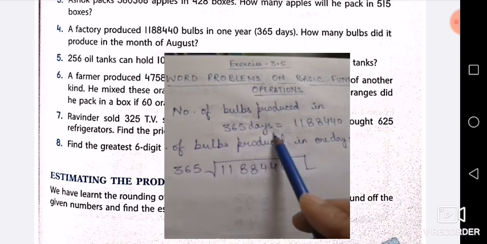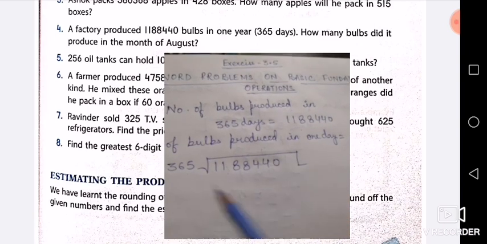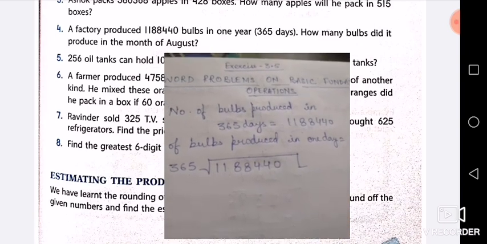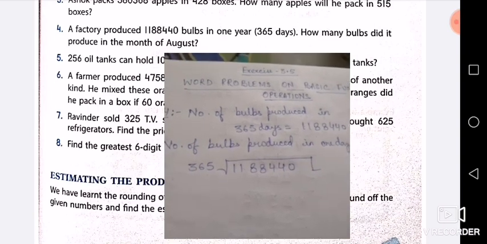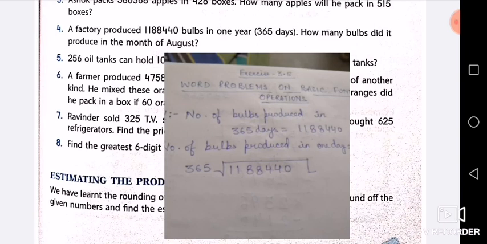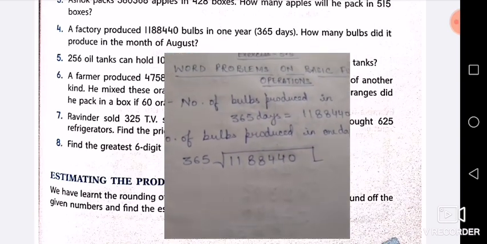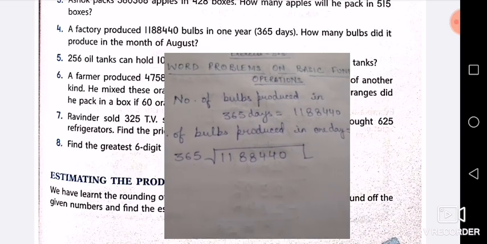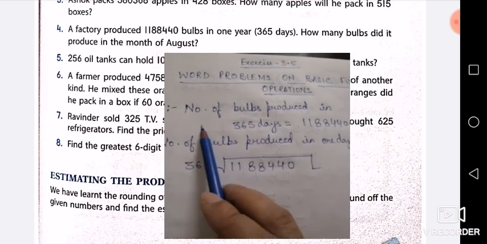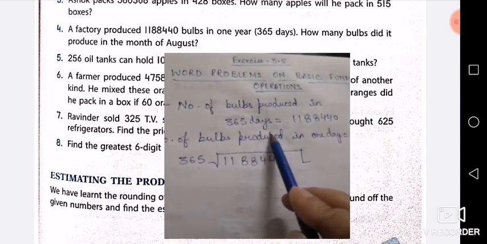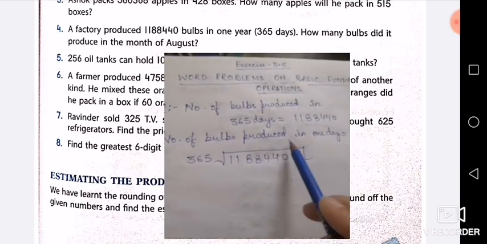Number of bulbs produced in 365 days is equal to 11,88,440. Always write a simple statement. Don't get into complex statements. Okay, we'll write all these things. Our factory produced these many bulbs in 1 year. After that you will again write that a factory produced this many bulbs in 365 days. Write a simple statement, whichever thing is required. Now here you require only the number of bulbs produced in 365 days, which is this, and then you are going to find the number of bulbs produced in 1 day.